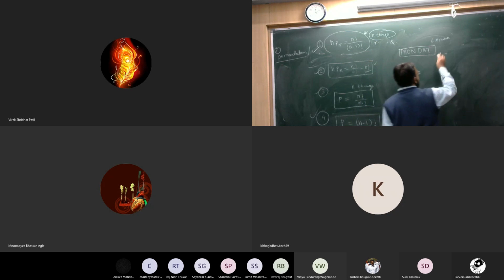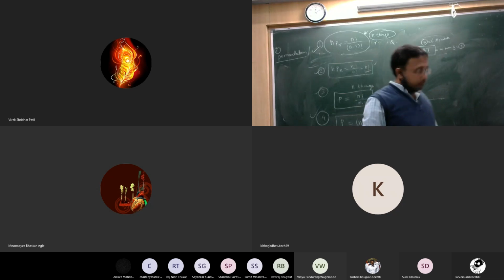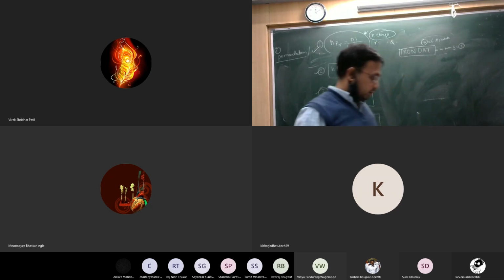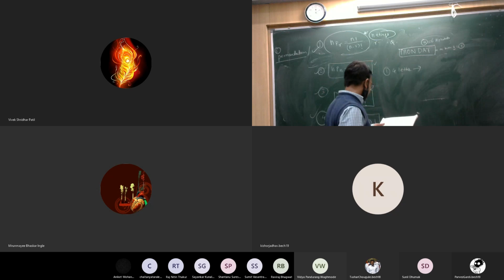Definitely, if 6 alphabets are there, all are taken. This would be N, this would be R. Okay, so the first question: 4 letters are used at a time. The first question is forming words using 4 letters.